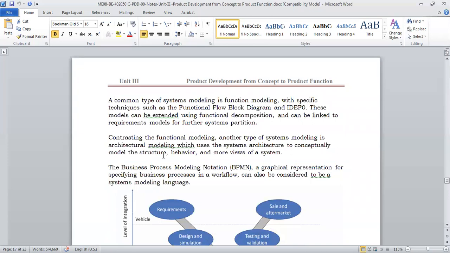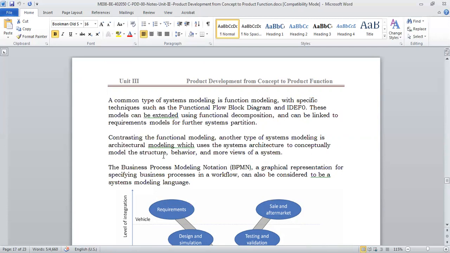So a common type of system modeling is function modeling, with basic techniques such as the functional block diagram. Now, what is a functional block? I will talk about that. These models are extended to functional decomposition. Composition means we are going to combine various things, and in decomposition we will break those things apart and see how they look when they are separated. And it can be linked to the requirement models for further system partition.